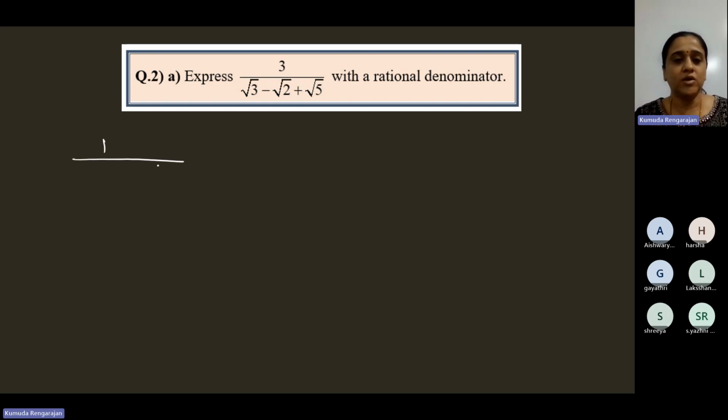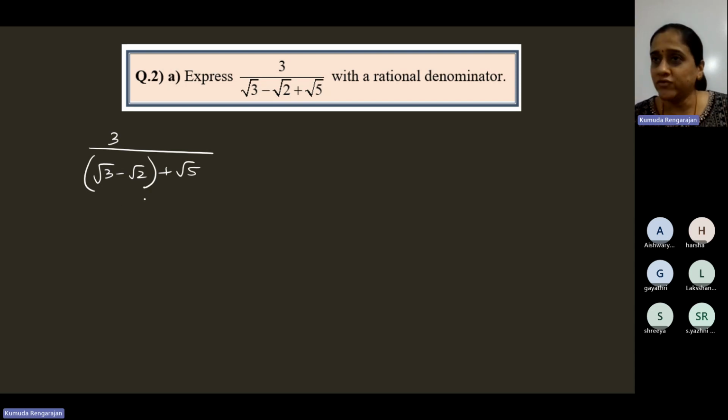Yeah, so the denominator is root 3 minus root 2 plus root 5. All right, so insert the bracket for the first 2 numbers. So now this is one term, this is another term, and the terms are separated by a plus sign. So the conjugate of this denominator will be, write the first term.